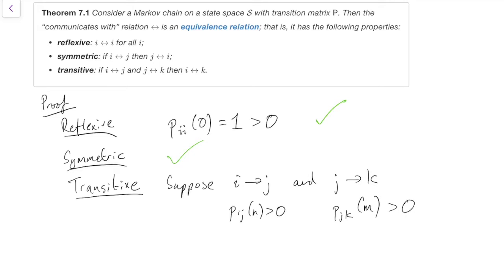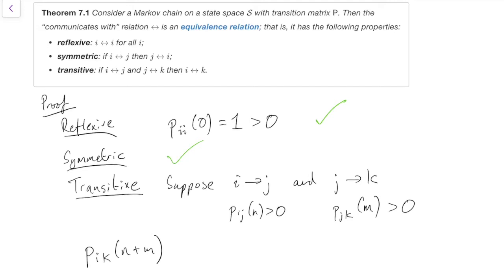So if we can get from i to j in n steps, and we can get from j to k in m steps, then if we go from i to k via j, we'll do it in n plus m steps, right? The first n steps will take us to j, the final m steps will take us to k. So this is what we want to look at. We want to look at the probability we get from i to k in n plus m steps. And if we can show that's strictly positive, we're done.